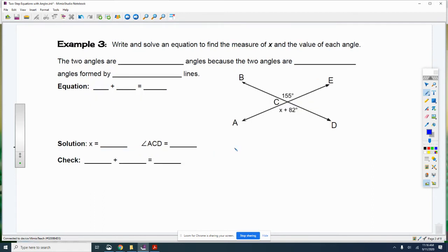Okay, so we have one more type of angle, and one of the ways that you can remember that these are vertical is they create V's. There is a V right here, and you got a pretty wide V top and bottom. And these angles are the same, they equal each other. So two angles are vertical because the two angles are congruent angles formed by intersecting lines.